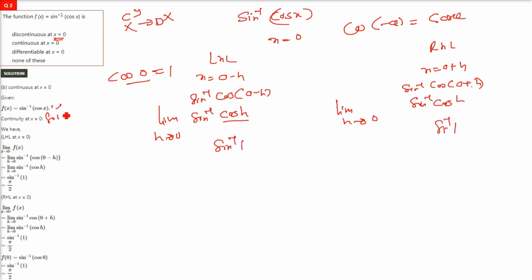Now sine inverse, what is that? Let us see it like this: sine inverse of x equals y. So x will be equal to sine y.